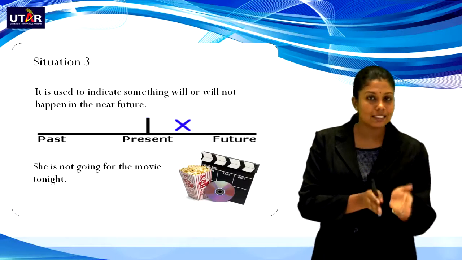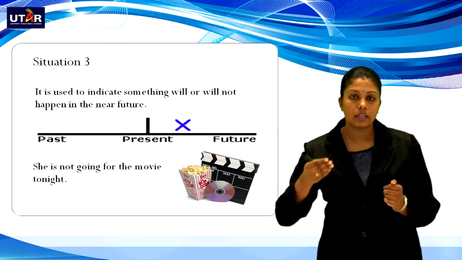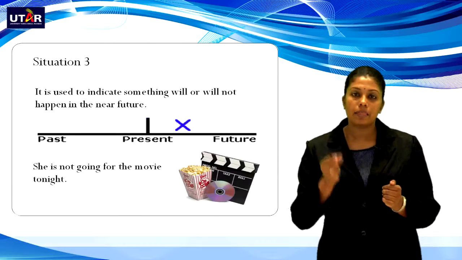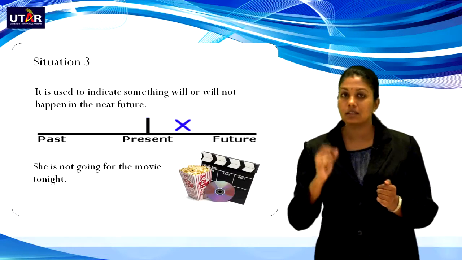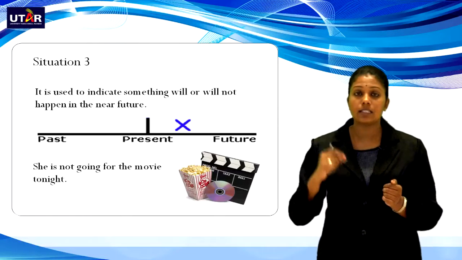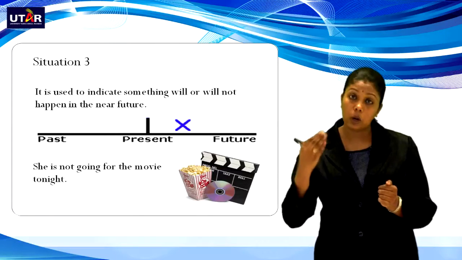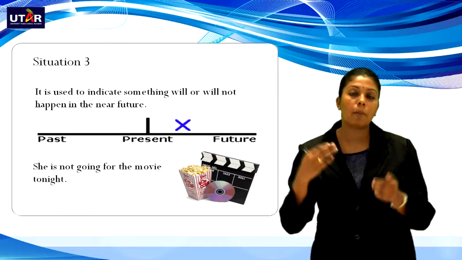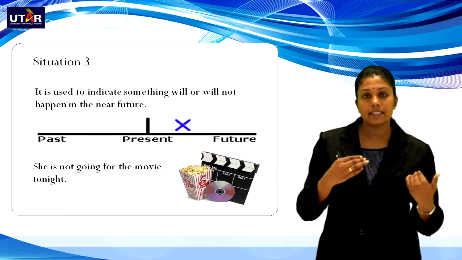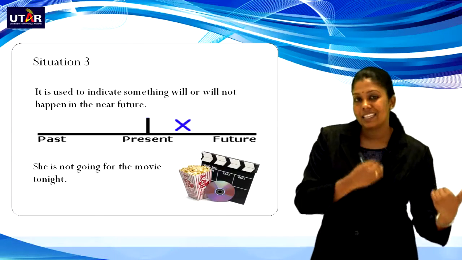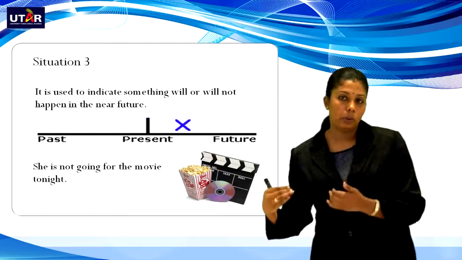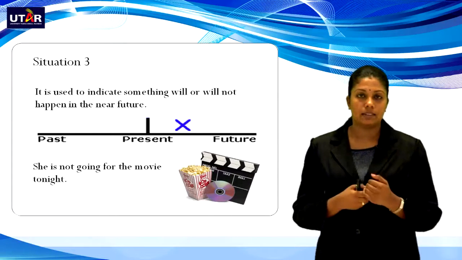So she is the subject, is not is the auxiliary verb with not, since this is a negative sentence, and the verb go is in present participle form, going. So the sentence would be, she is not going for the movie tonight.